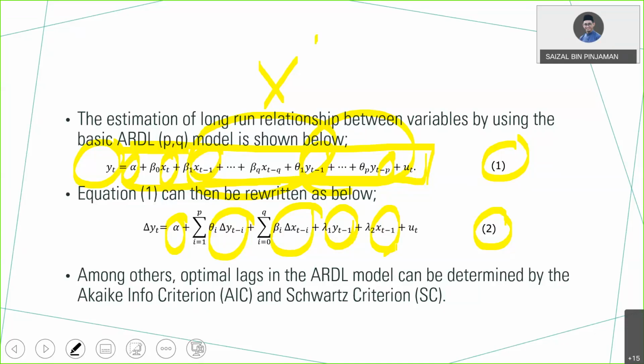Of course, in estimating the ARDL model, it is very crucial for us to obtain optimal lags. And there are a number of ways for us to estimate the optimal lags in the ARDL models. Our lags are shown based on the values of p and q. And two of the most popular ways to estimate the optimal lags in the ARDL model are the Akaike information criterion and the Schwarz criterion, the AIC and the SIC.